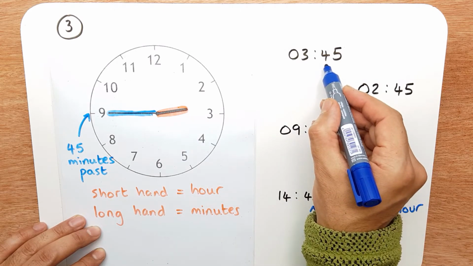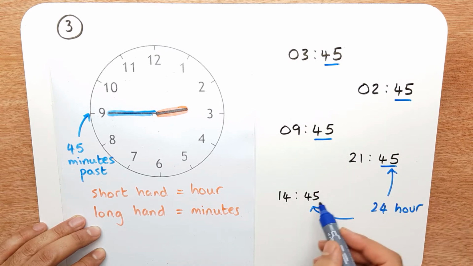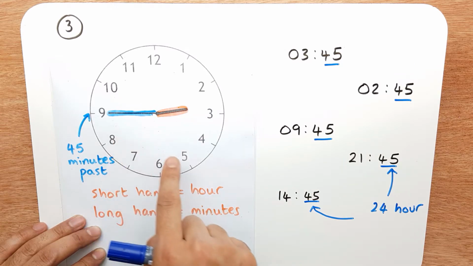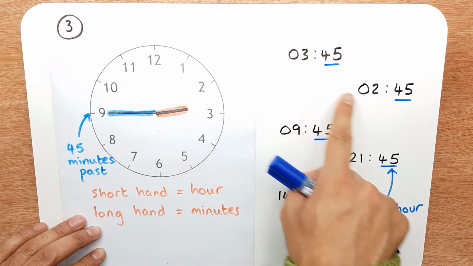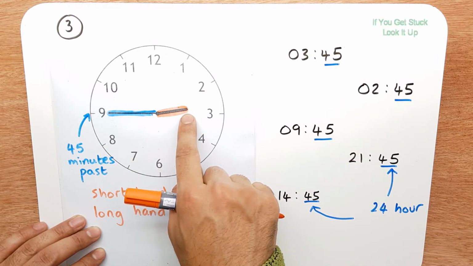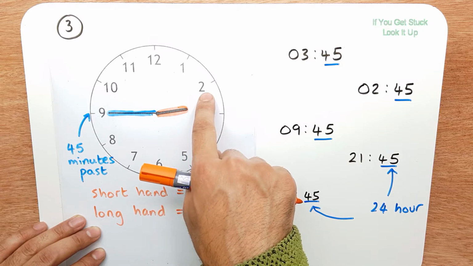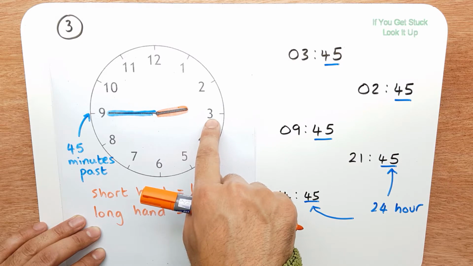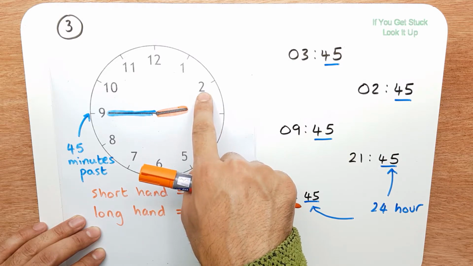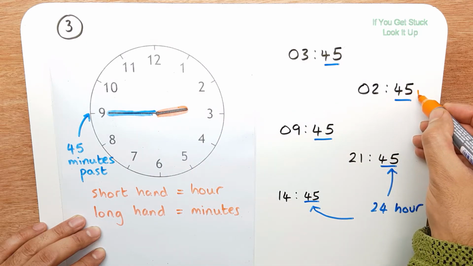So if we look at all these, they're all 45 minutes past. So that's quite straightforward. We don't need to worry about the minutes. We just need to concentrate on the hours now. Here. So let's look at this again. The hour hand has gone past 2, but not quite approached 3. So we know it's going to be 2:45. So the 2:45 is there.